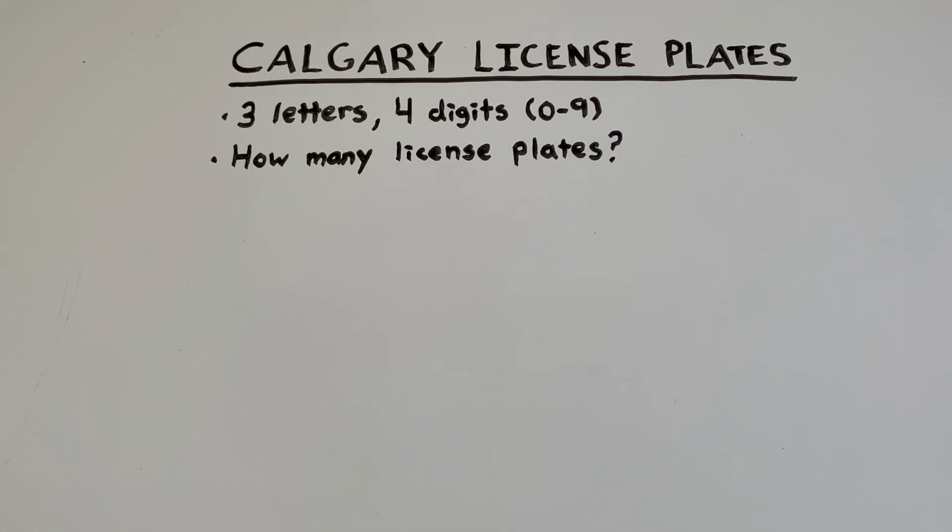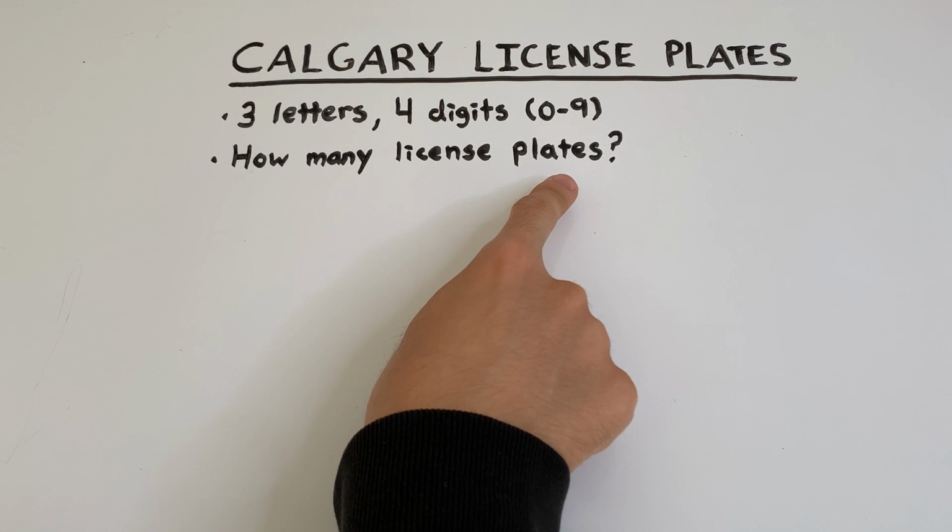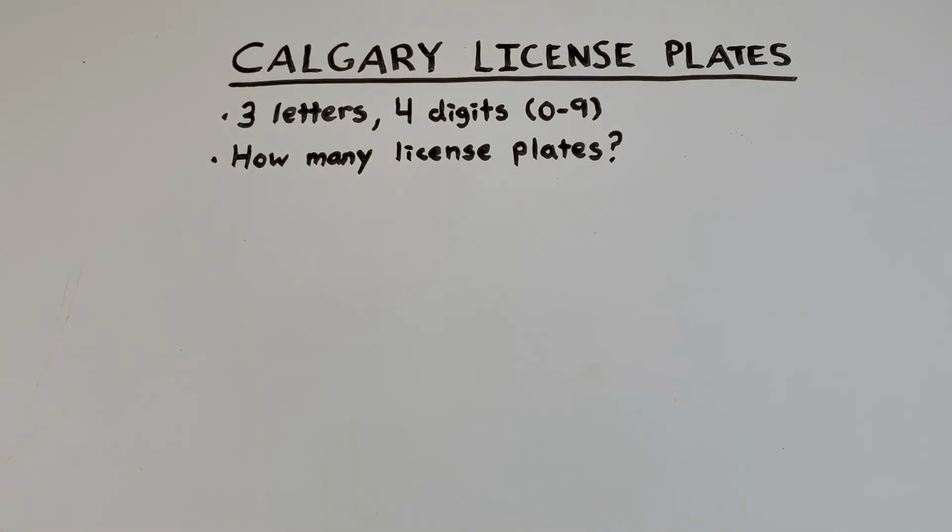But then it got me thinking, you know what? How many license plates are even possible? Now, for those who don't know, Calgary license plates consist of 3 letters A through Z, followed by 4 digits from 0 through 9. So let's figure this out.